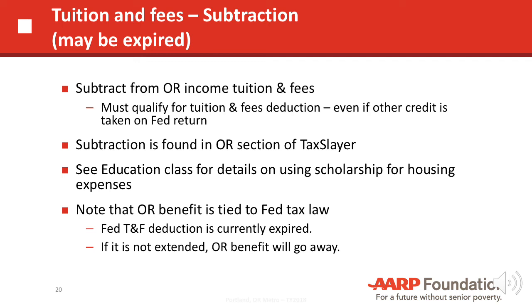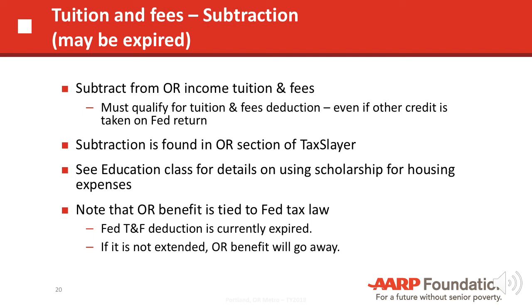In previous years, both the federal and the state tax code allowed for a tuition and fees deduction. And if the deduction is taken at the federal level, it will flow automatically to the state. However, it's much more common to take an educational credit, in which case the tuition and fees can't be taken as well. But on the state side, there is no education credit. So if an educational credit is elected on the federal return, the taxpayer can still take the tuition and fees deduction on the state return, but it has to be done manually.